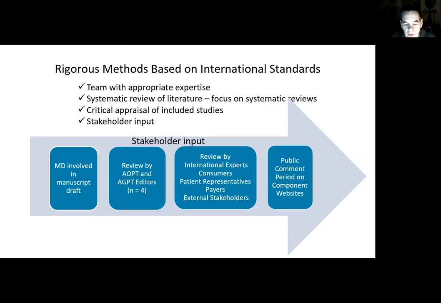Stakeholder input on the final form of the guideline included physician involvement in development of the manuscript, review by AOPT and AGPT editors, review by international experts, consumers, patient representatives, payers, and external stakeholders. And finally, the manuscript was open for public comment on the web.